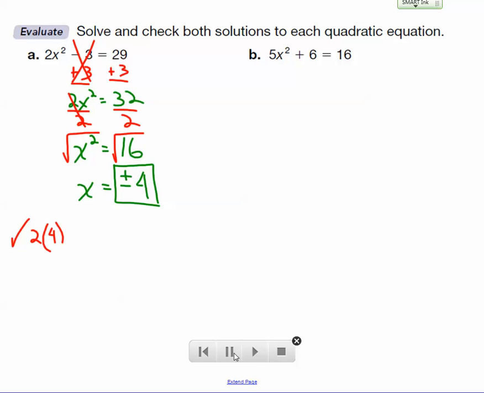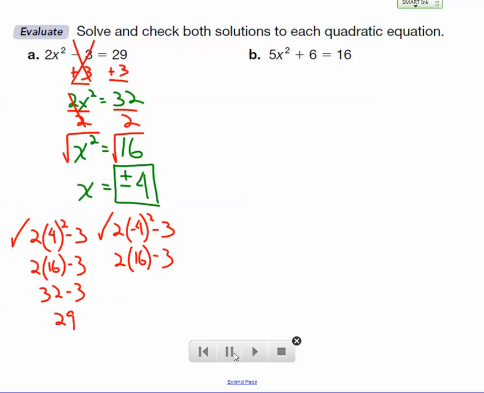2 times 4 squared minus 3 should equal 29. That's 2 times 16 minus 3, which is 32 minus 3, which is 29. And we'll check the -4 as well. You can quickly see, of course, that's going to work because -4 times -4 is also 16. All right, so let's go do this example B here.